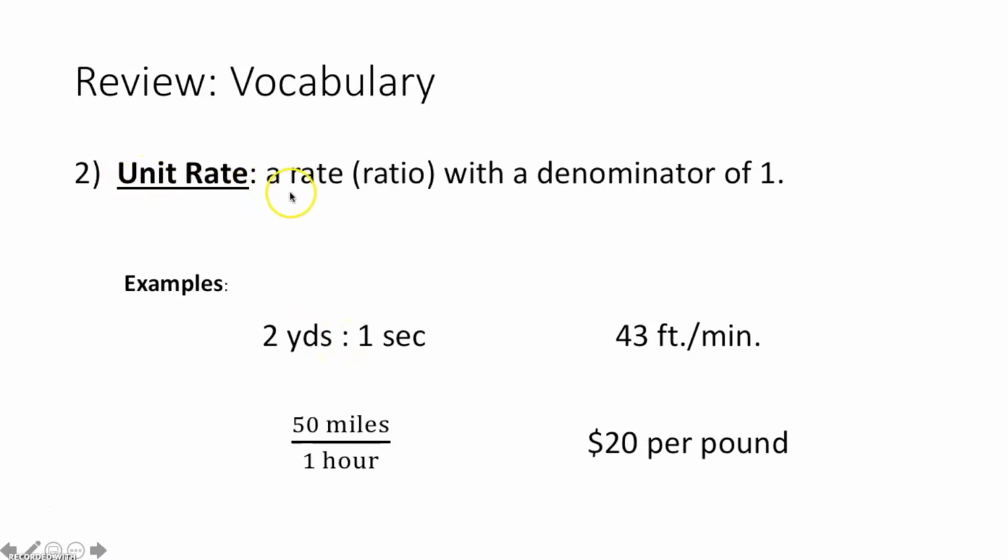A unit rate, remember, is a rate or a ratio with a denominator of 1. So it's just like what we were talking about, except the denominator, or the right side, is equal to 1. You can see in our ratio, the right side over here is equal to 1 second. So it's 2 yards for every 1 second. 2 yards to 1 second. 43 feet per minute, or 43 feet per every 1 minute. 50 miles per every 1 hour. $20 per every 1 pound.